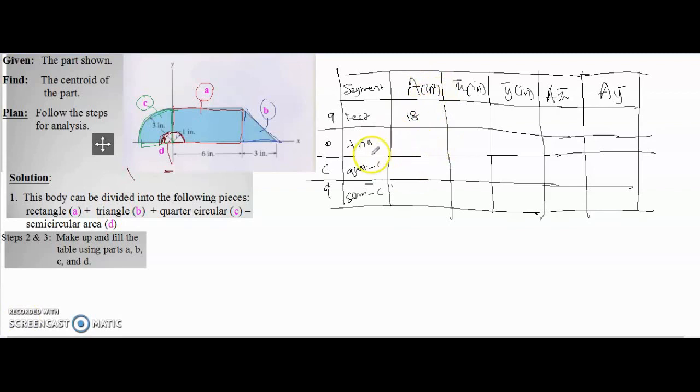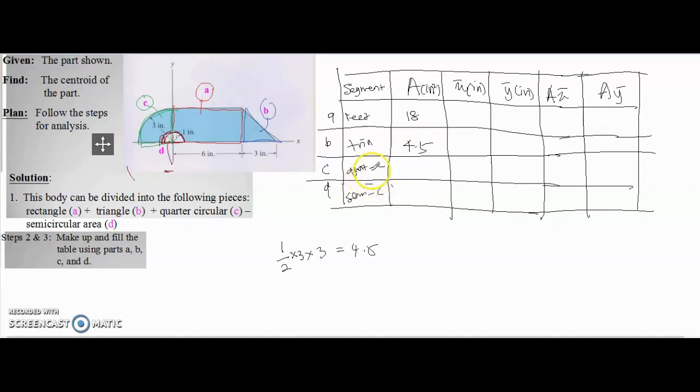Next one is the triangle. How to calculate the area of a triangle? The formula is 1/2 multiplied by the length and the width. The width is 3 and the length is also 3. This is equal to 4.5. So here is 4.5.